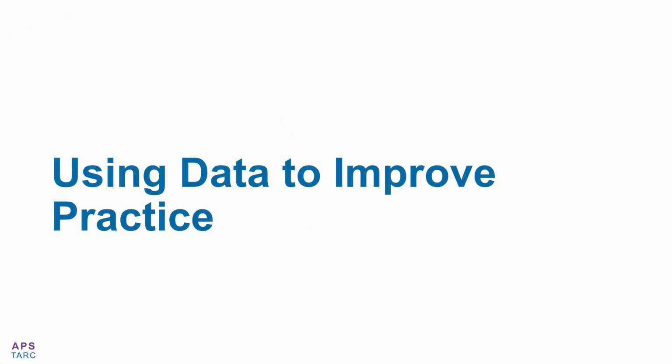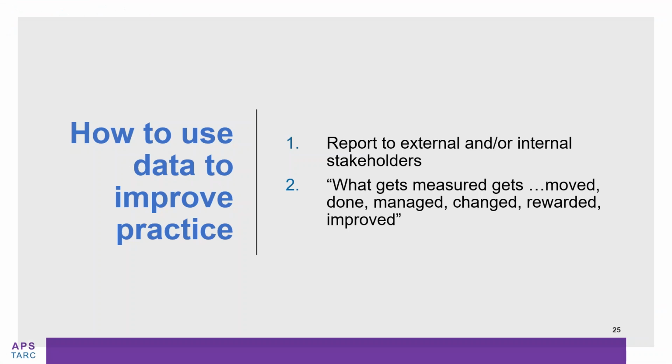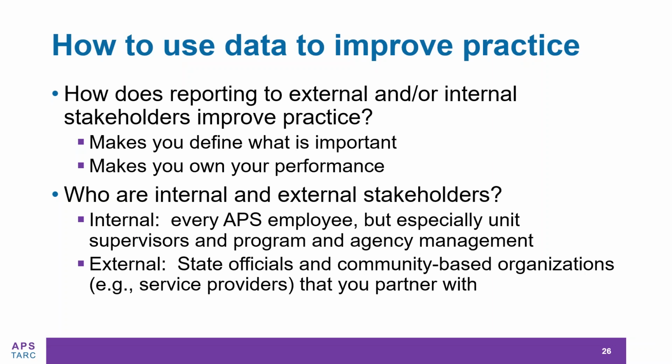So now let's talk about using data to improve practice specifically. There are two ways I would suggest we need to think about this. The first is through the process of reporting to internal and external stakeholders. And the second is this management idea of what gets measured gets managed, changed, rewarded, or improved. You see it formulated different ways in different places. So first, let's talk about reporting to improve practice. And I think this is all probably pretty self-evident to everybody.